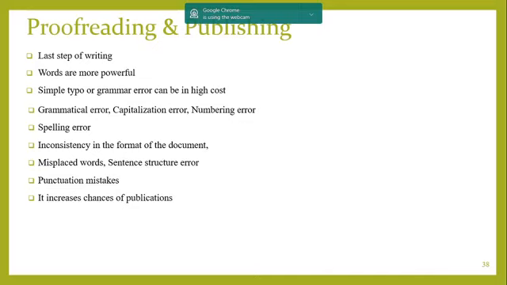In proofreading, they have to correct the numbering format, capitalization, spelling, and inconsistency of the document, misplaced sentences, misplaced words, and punctuation mistakes. When you correct all those things, it will be a very good article which is ready for publication. So when you do it, you are actually increasing the chances of publication.